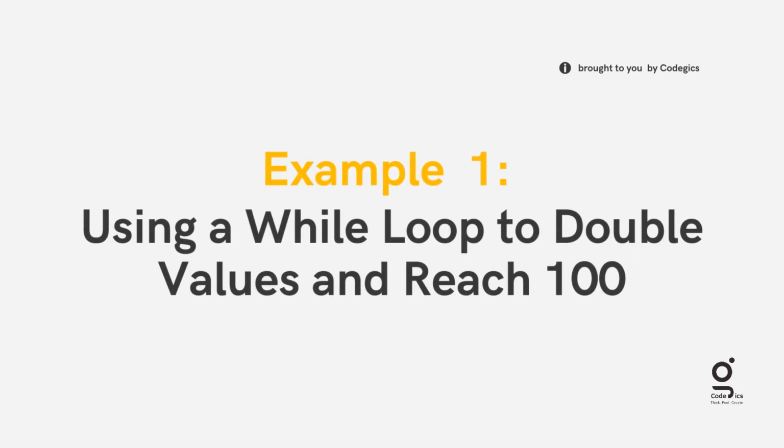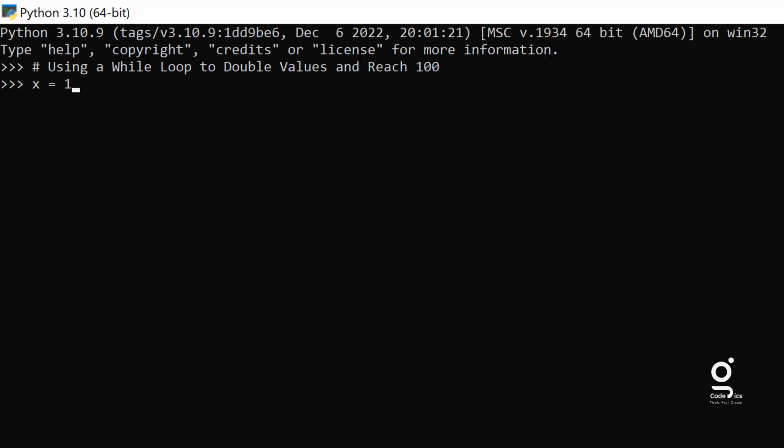Say you want to find out how many times you can double the value of a number before it becomes greater than 100. You can write a while loop to solve the problem. Here's the code.